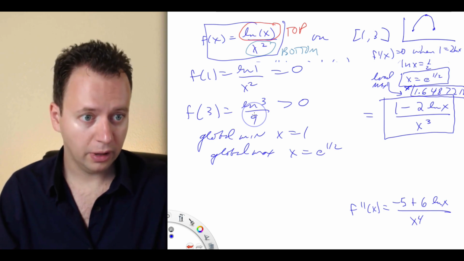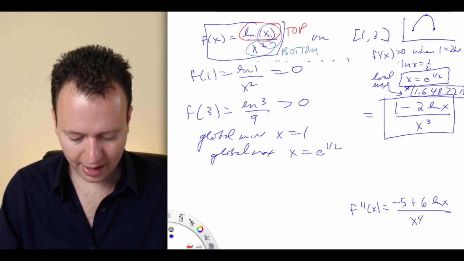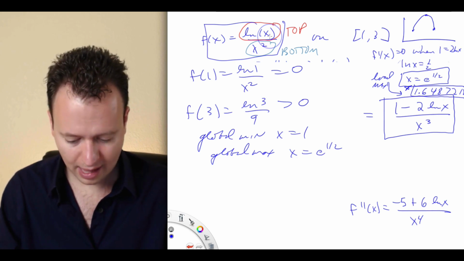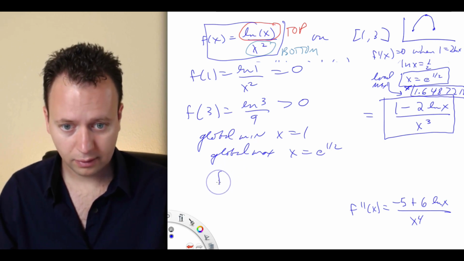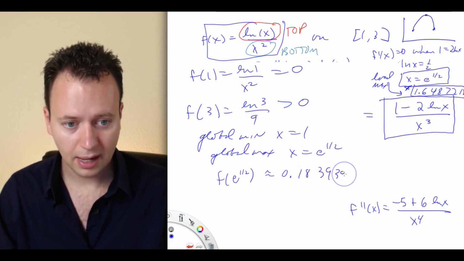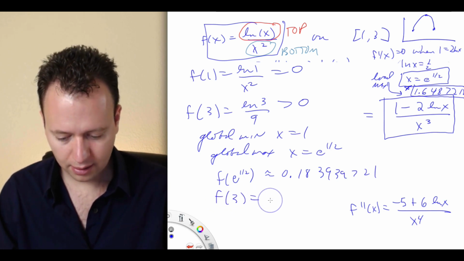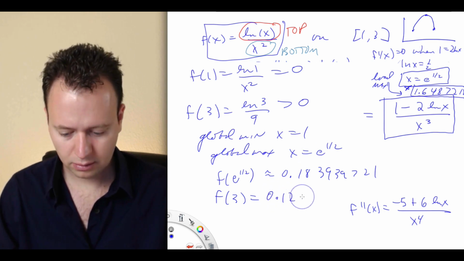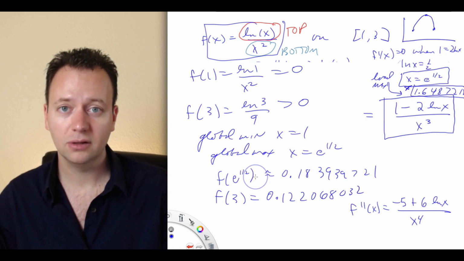When I plug in e to the 1/2, well, e to the 1/2, take the ln divided by e to the 1/2 squared. So f at e to the 1/2 is approximately 0.183939721, whereas f of 3 is going to be ln of 3 divided by 9, 0.122. So that confirms that e to the 1/2 is the global maximum.